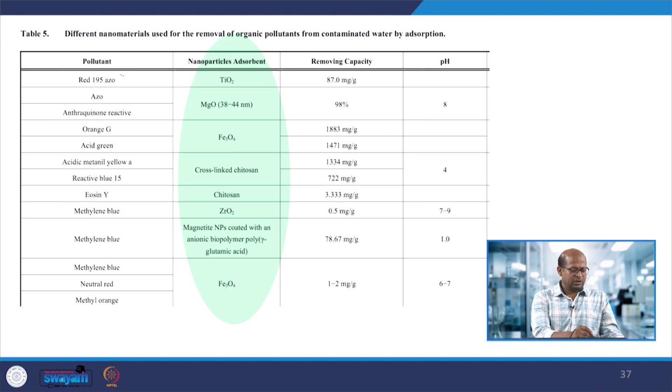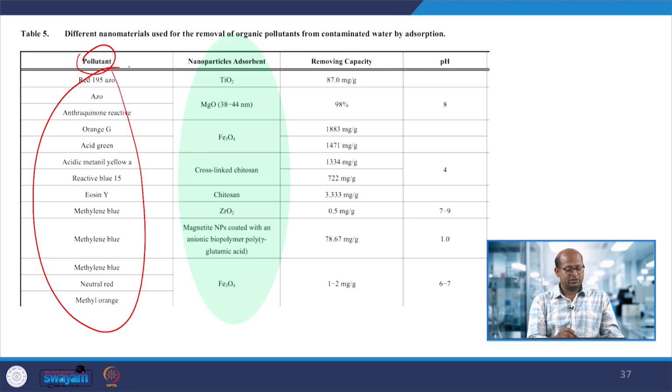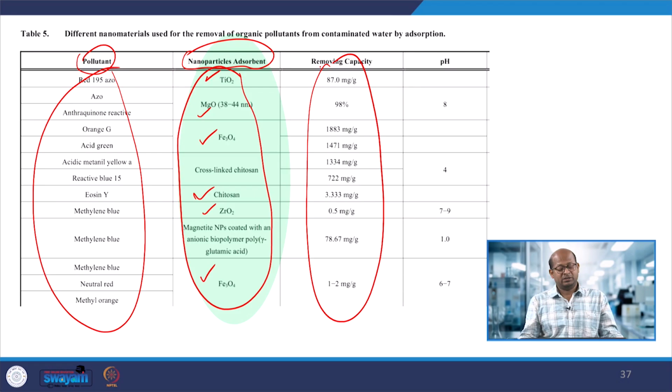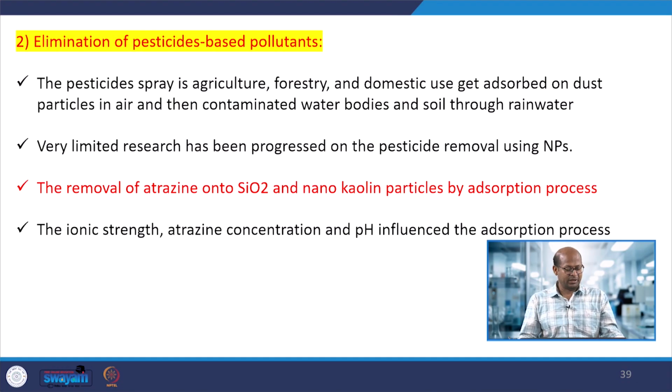So, here is a list of pollutants showing the different types of dye present in wastewaters and the different types of nanoparticles. We can use titanium, MgO, ferrous oxide, chitosan, zinc oxide. The removal capacity is excellent, 87 milligram per gram when TiO2 is used for removal. Similarly, others are also shown here.